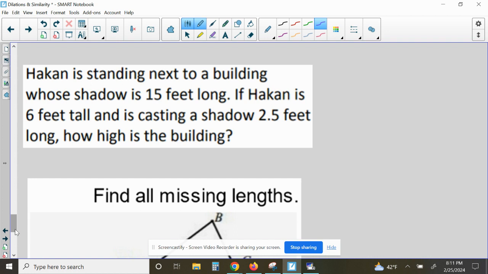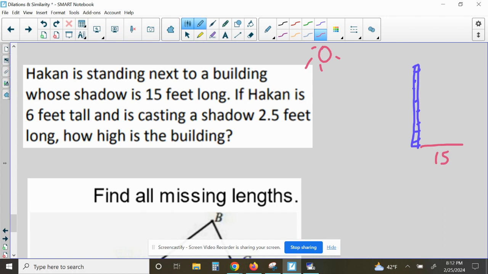Okay, so we have a building. Pretend like this is a super tall building. Look at all these lovely windows. That's my building. The shadow, this is the shadow down here, right? Pretend like the sun is over here. Okay, it's shining and the shadow is here, is 15 feet long.